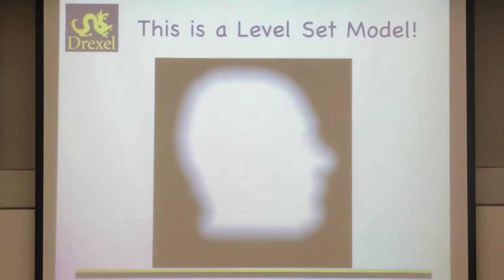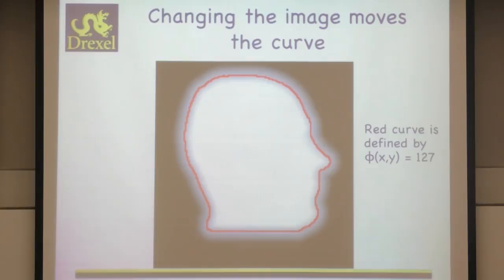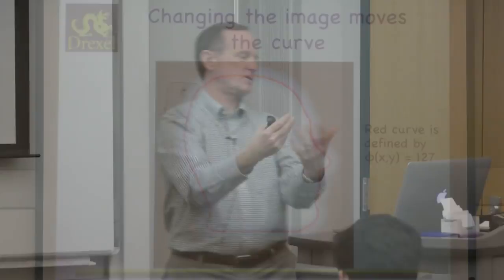So this is a level set model. This is a representation of a level set of a curve. We have this scalar field, and let's say the scalar field goes from 0 to 255, and we ask which pixels have the value 127. There they are, in red. So the way we've implicitly represented this curve is by having this scalar field and finding those points where the scalar field is a particular value.